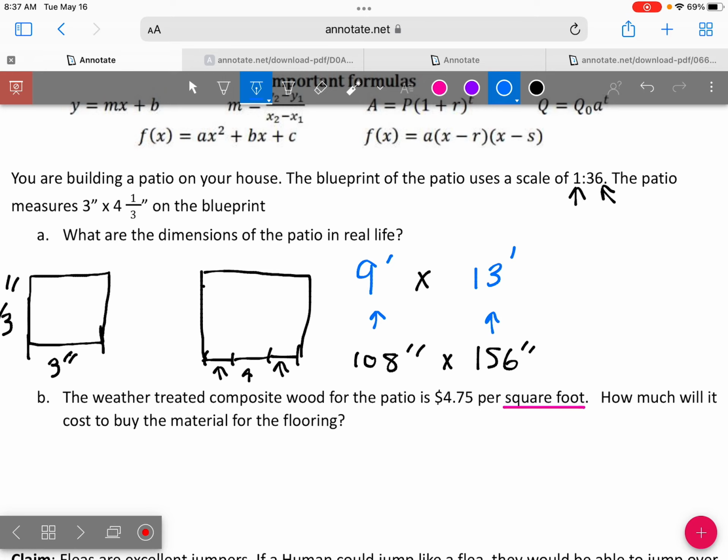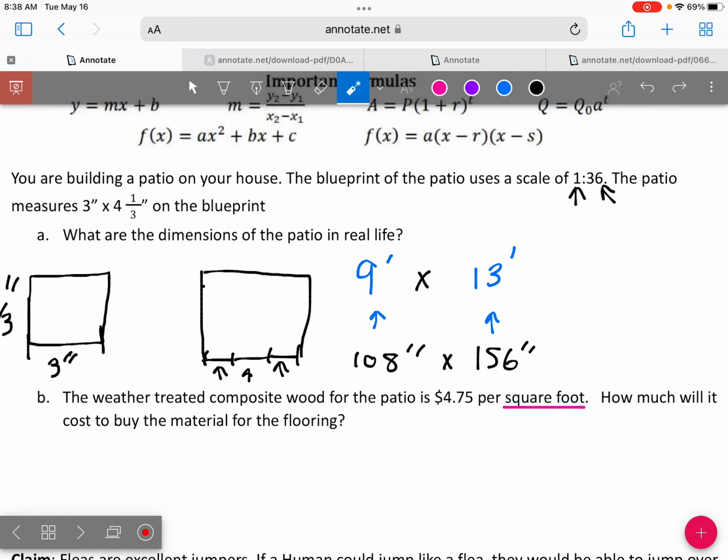Okay. For the questions asking dimensions, either one of these are fine. If there's a further question that asks about square feet, it might help to have feet. But genuinely, both of these are interchangeable for dimensions. Totally fine.